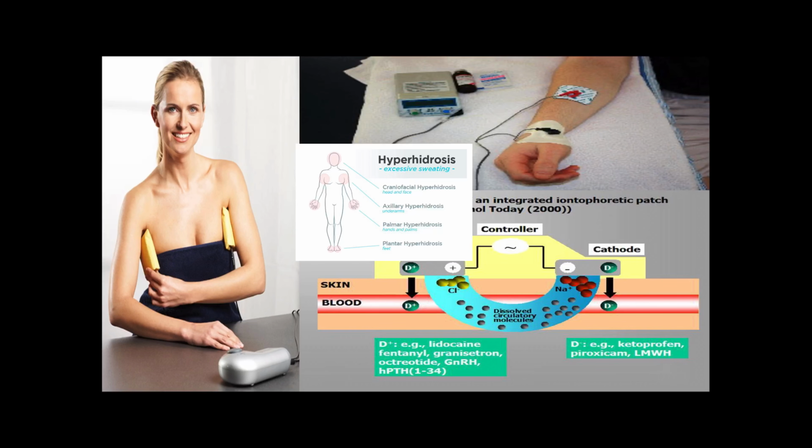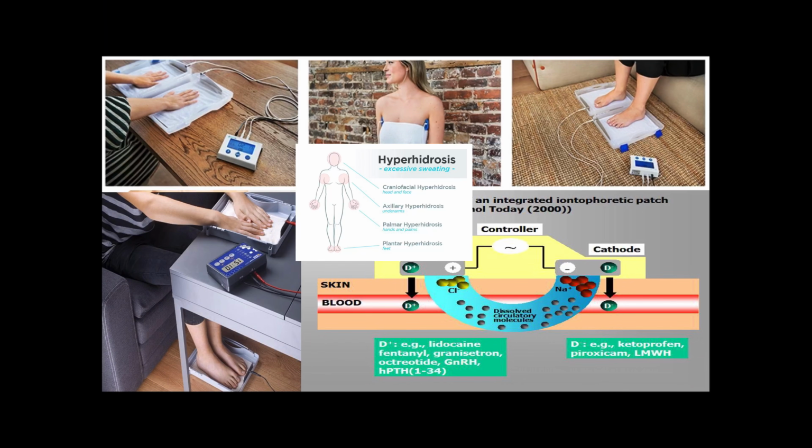As you can notice here, a patch is placed on the skin. It's either on the palm or on the feet or even in the underarms of a patient. So that patch contains drugs, and it could be a positive charge drug or a negative charge drug. So the ions in the sweat, if negatively charged, will be attracted to the positively charged drug. If it is a positive ion, then it will be attracted to the negative charged drug. So that is how iontophoresis reduces the sweating.